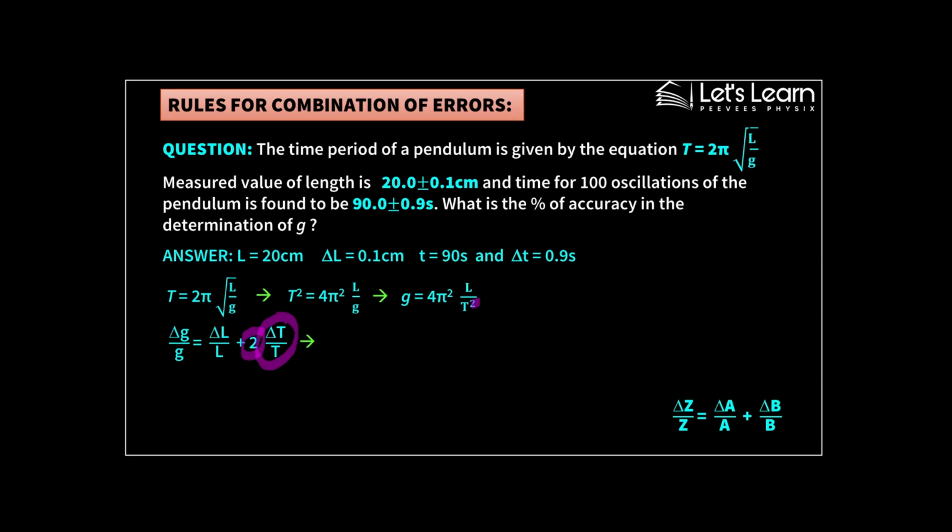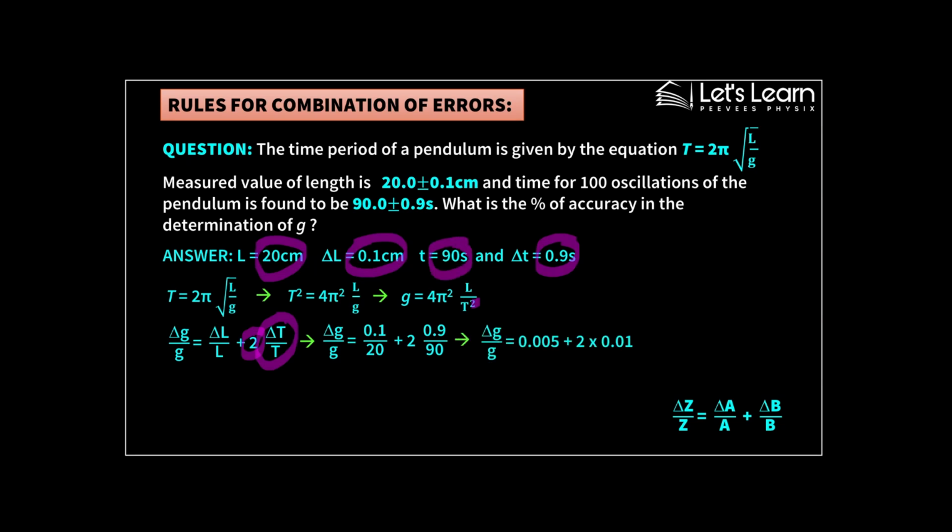Plug in the numbers. How much is del L? Del L is 0.1, L is 20, and 2 times del t is 0.9 and t is 90. When you do the calculations, that will give you 0.005 plus 2 times this gives you 0.01. When you add them together, the final value is 0.025. This is the fractional error in measuring g.